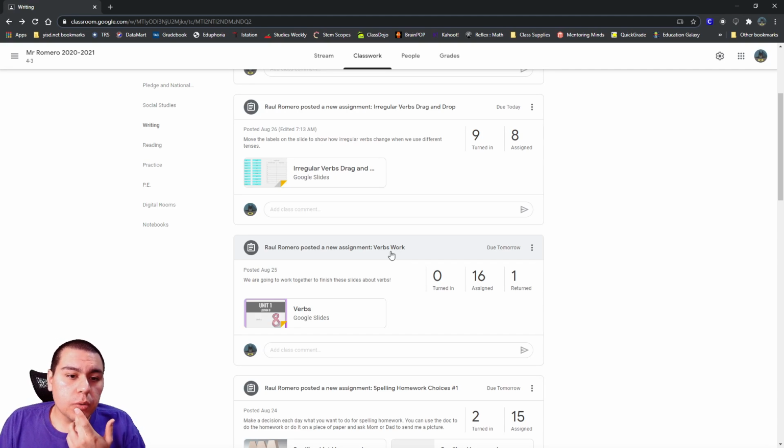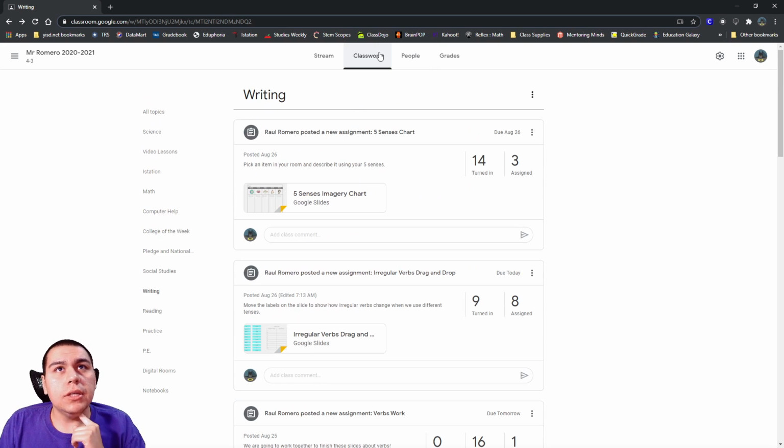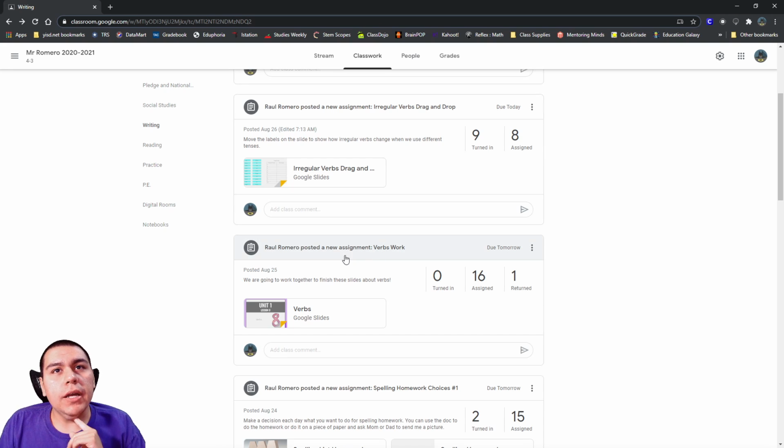So we're still going to be working with the verbs, just a little bit differently. So if I go again to classwork, my topic is writing on the left side, and I want to find verbs work. That's what we're going to do next.